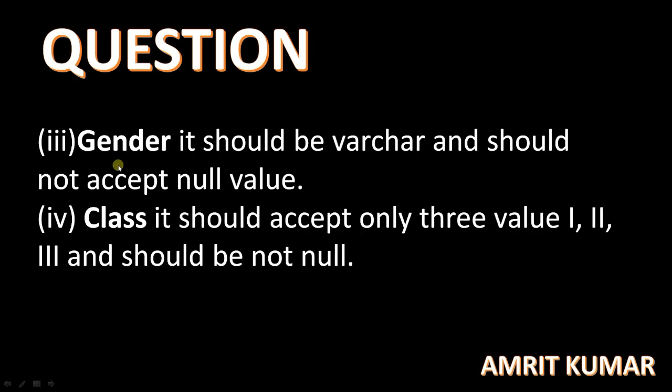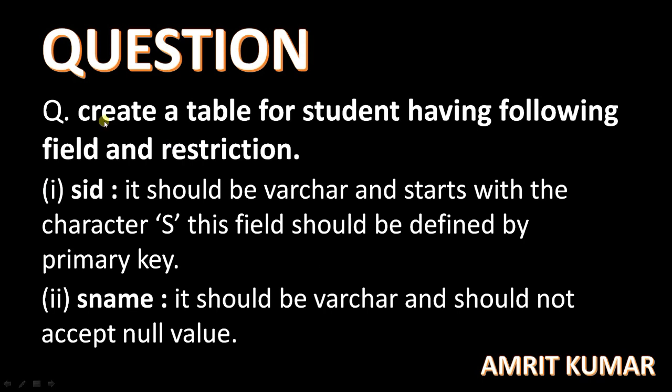Now gender is also a field here. It should be varchar and should not accept null values. Class is also a field. It should accept only three values, first, second and third, and should not be null. So this is our question: create a table for the student having the following fields and restrictions, and we have read out the restrictions and the criteria each field needs.